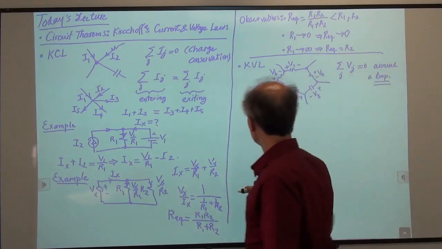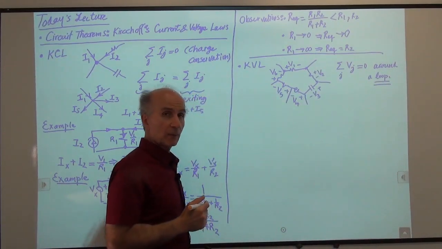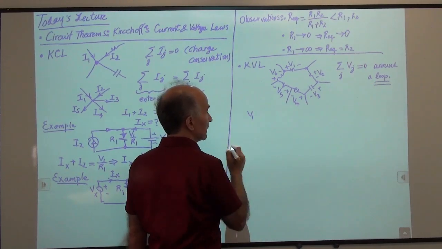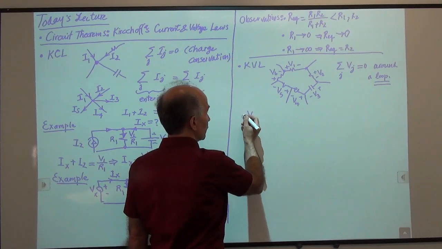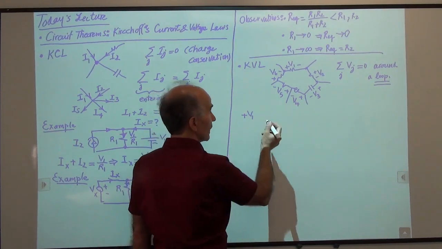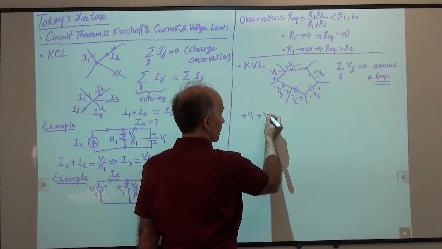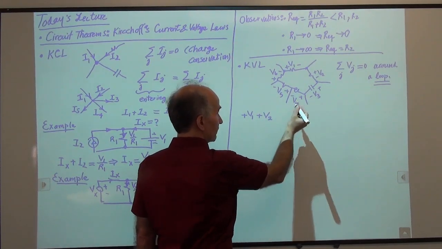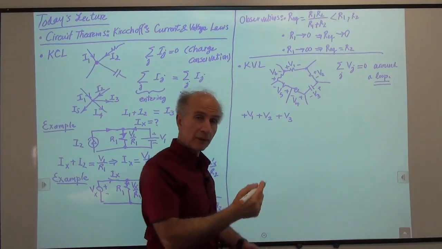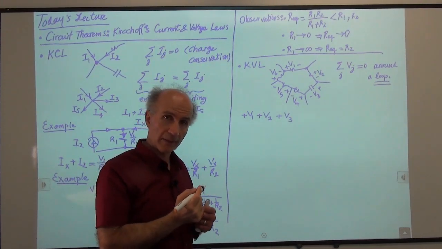So I'm going to say, okay, let's add up all of the voltages that we have. So we write V1. Then do I write plus V1 or minus V1? And then I write V2. Do I write plus V2 or minus V2? Then I write V3. Do I write plus V3 or minus V3, etc., right? How do I figure out if this should be plus or minus?